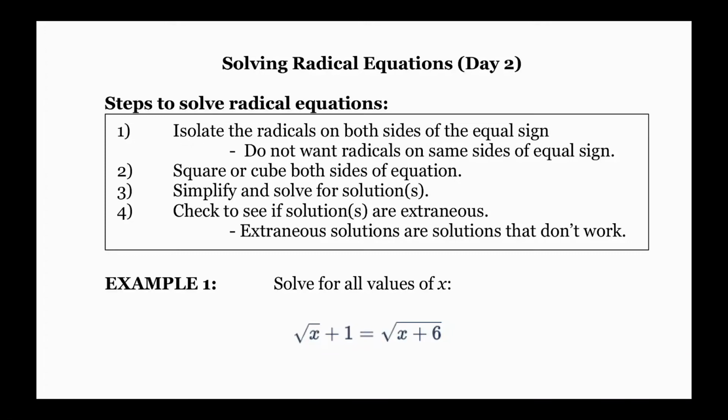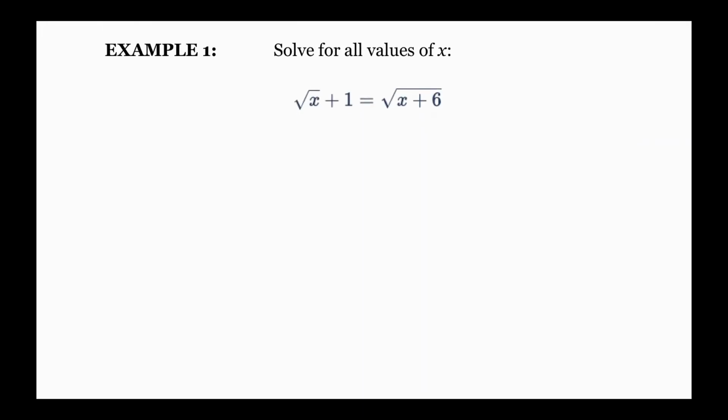Okay, so first problem here. This one's a little different because in the ones we've been doing the last 2 days, there was only a radical sign on one side, right? I'll give you an example.